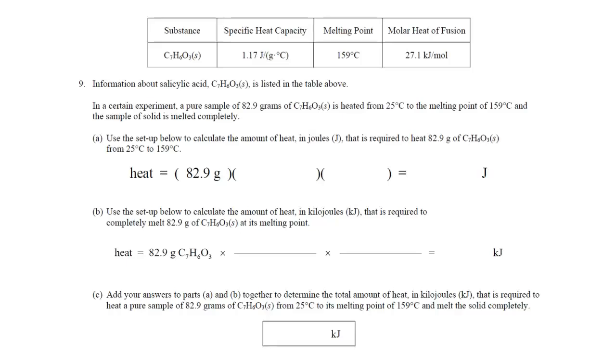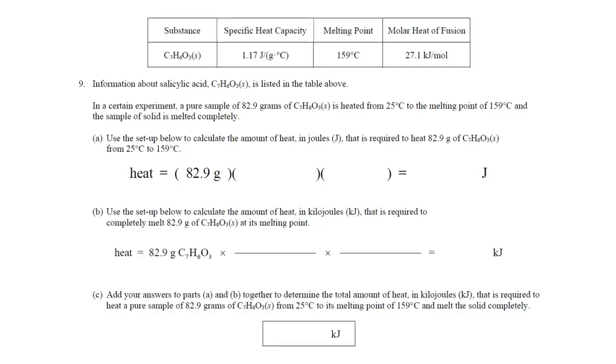Now, question 9, as you can see, has 3 different parts, A, B, and C. It says, information about salicylic acid, which has the chemical formula C7H6O3, and it's a solid. Information about salicylic acid is listed in the table above. In addition to the chemical formula, we have something called the specific heat capacity. It says it's 1.17 joules per gram degree Celsius. So that means that it takes 1.17 joules of thermal energy or heat to raise the temperature of 1 gram of this salicylic acid by 1 degree Celsius.